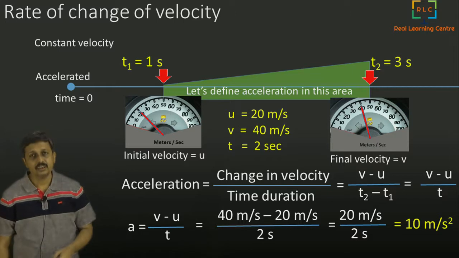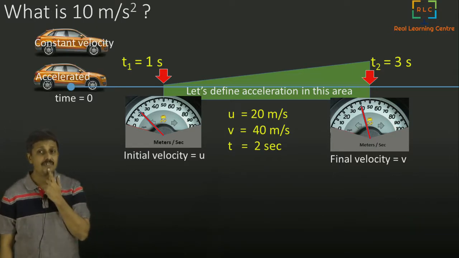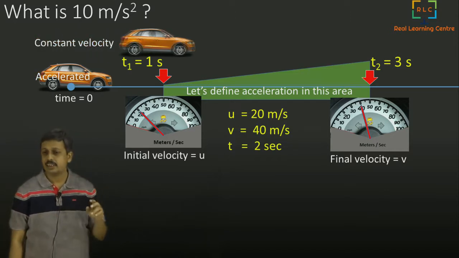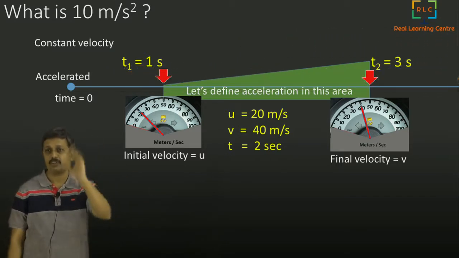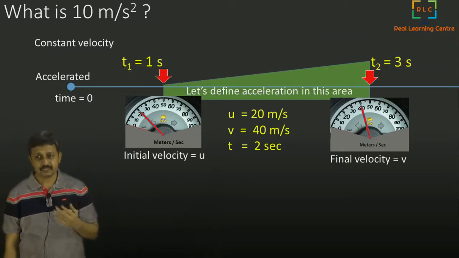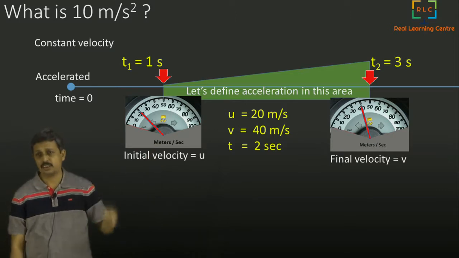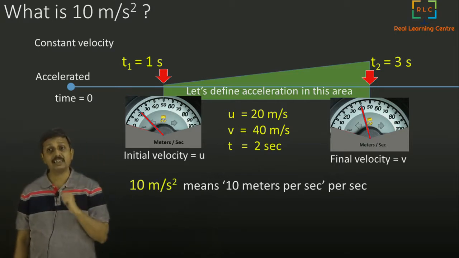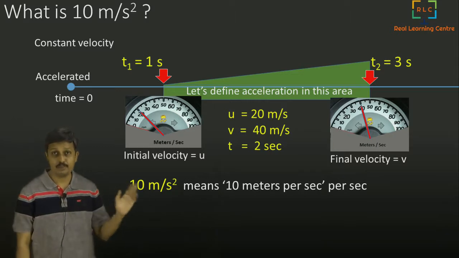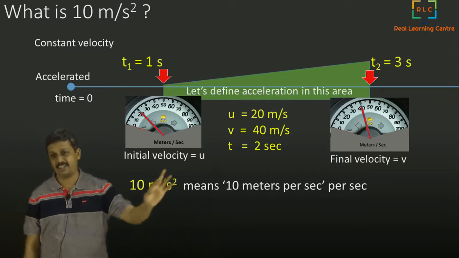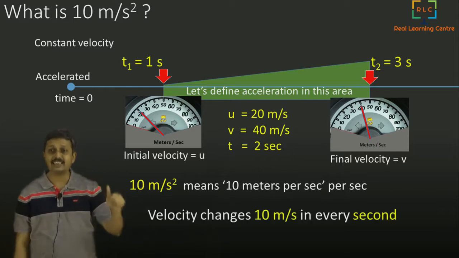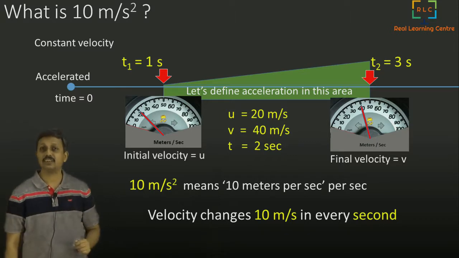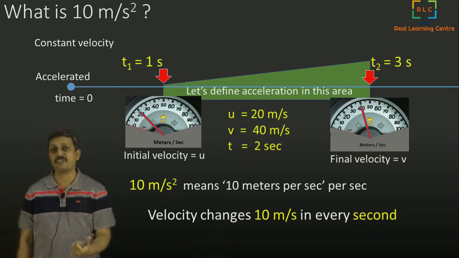So now what is this 10 meters per second square? What is the meaning of that? Let's understand the meaning of that. Actually what happened from T1 to T3, the car accelerated. When it accelerated, you got u to be 20 and v to be 40 and t to be 2. So we calculated the acceleration to be 10 meters per second square. What does it mean? It means that velocity changes 10 meters per second in every second. Every second 10 gets added to the velocity. 10 meters per second gets added to the velocity after every second.